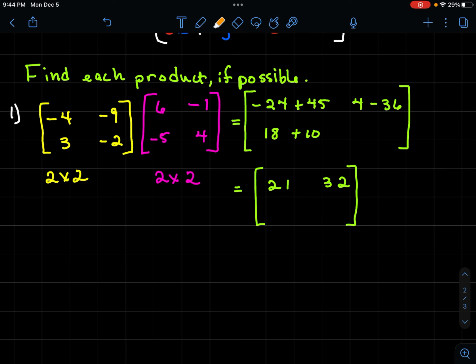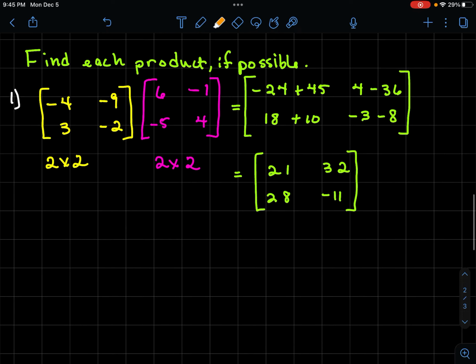3 times 6 gives us 18. Negative 2 times negative 5 gives us positive 10. 18 plus 10 gives us 28. And then finishing out the last, 3 times negative 1 gives us negative 3. Negative 2 times 4 gives us negative 8. Negative 3 and negative 8 will give us negative 11. So there's our new 2 by 2 matrix when we multiply the orange and the pink matrices together.